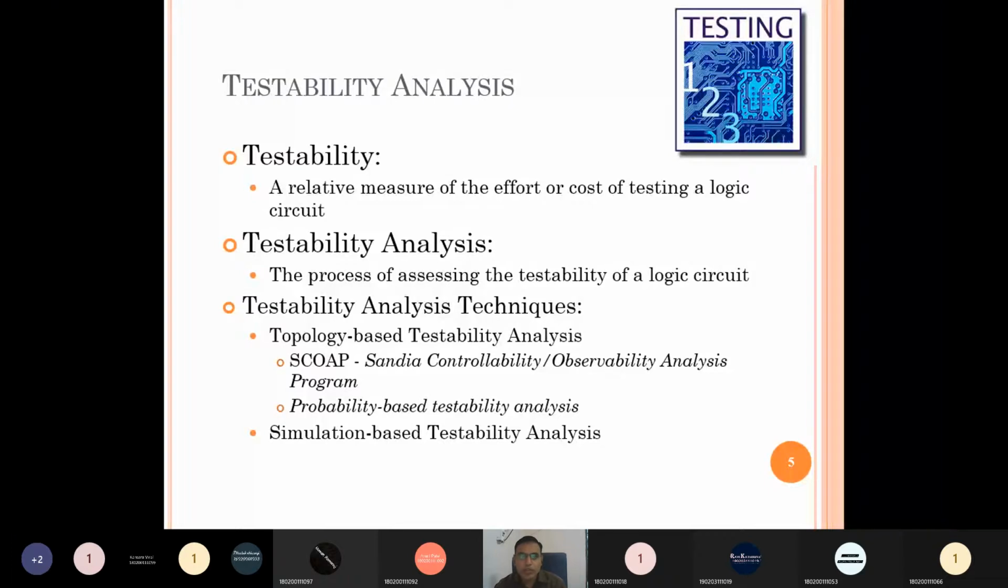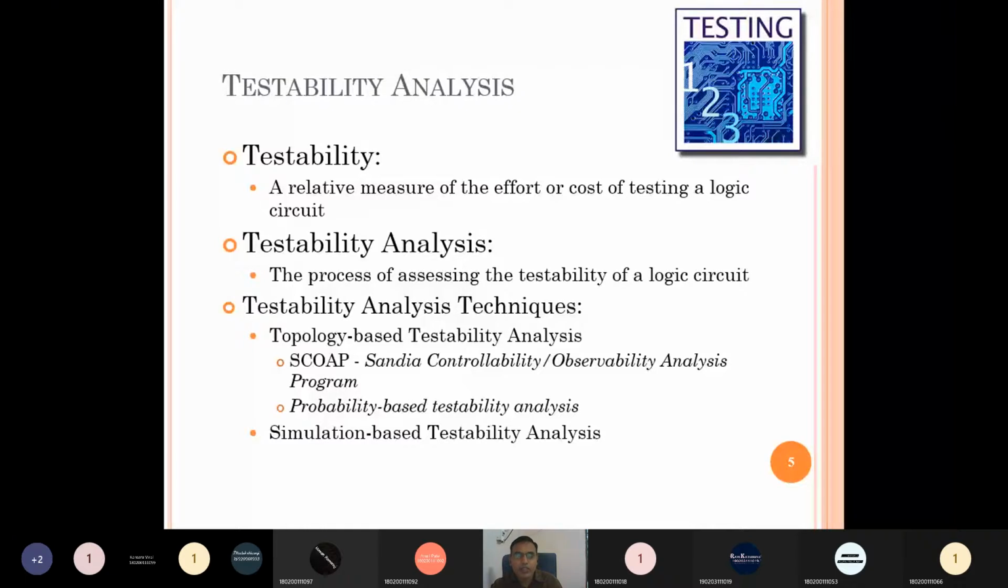So it is similar to analysis of any electronic circuit, right? Suppose for any electronic circuit, if you want to analyze in terms of its current and voltage, we analyze what is the voltage at different nodes and what is the current passing through any branch, using different laws and different theorems. So in this testability analysis, we want to find out the controllability and observability of different nodes in any digital design. So that is analysis.